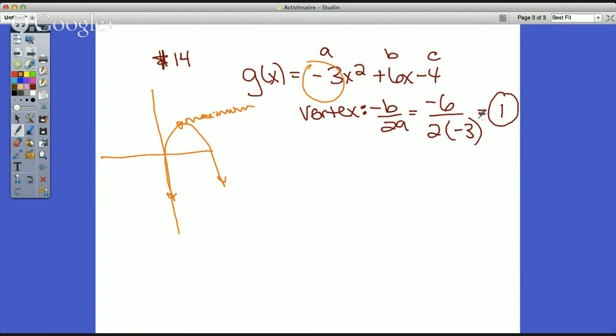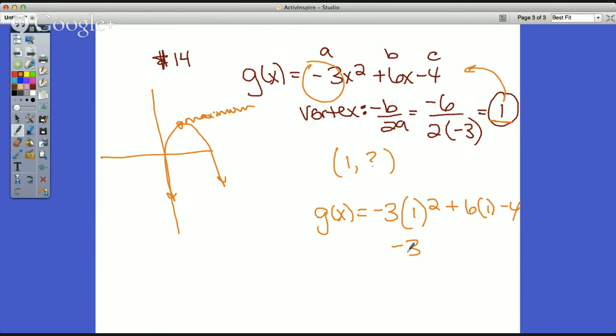Well, we know that our first step is getting that x in our vertex, which is 1. And in order to find the y, we plug 1 back in for my equation. So then I'd have g of x equals negative 3 times 1 squared plus 6 times 1 minus 4. So 1 squared is 1 times negative 3 is negative 3. Negative 3 plus 6 minus 4. As I combine it, negative 3 plus 6 is 3. 3 minus 4 is negative 1. So my point would end up being 1 comma negative 1.